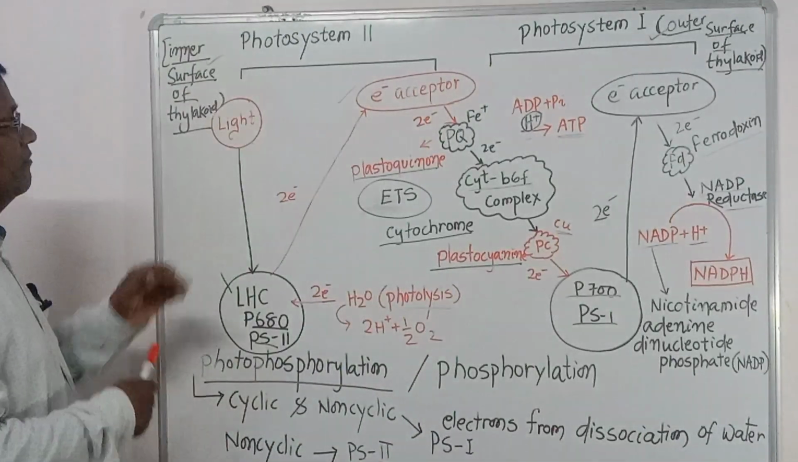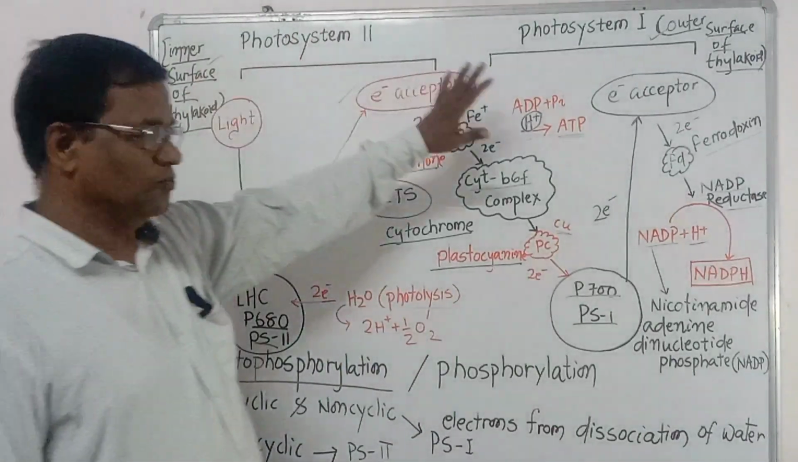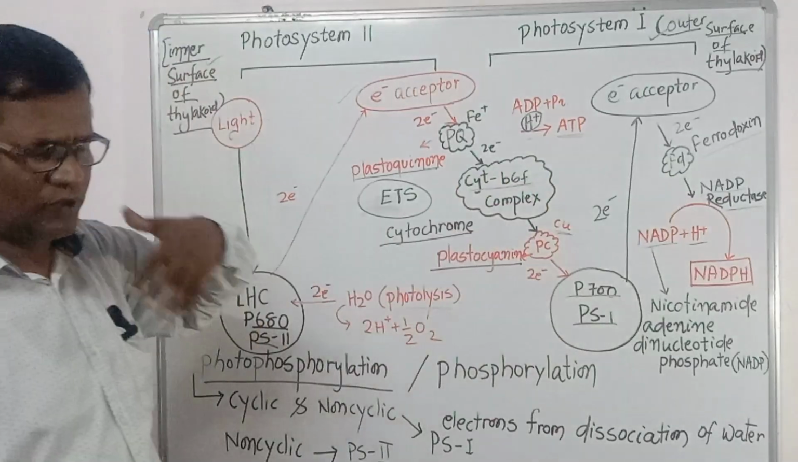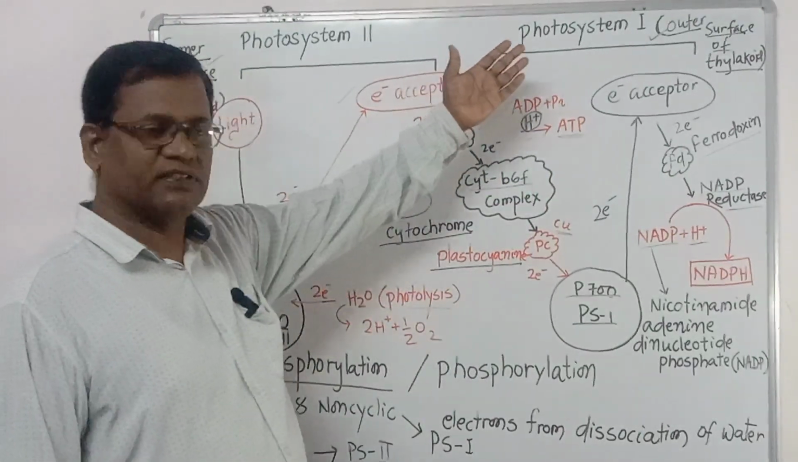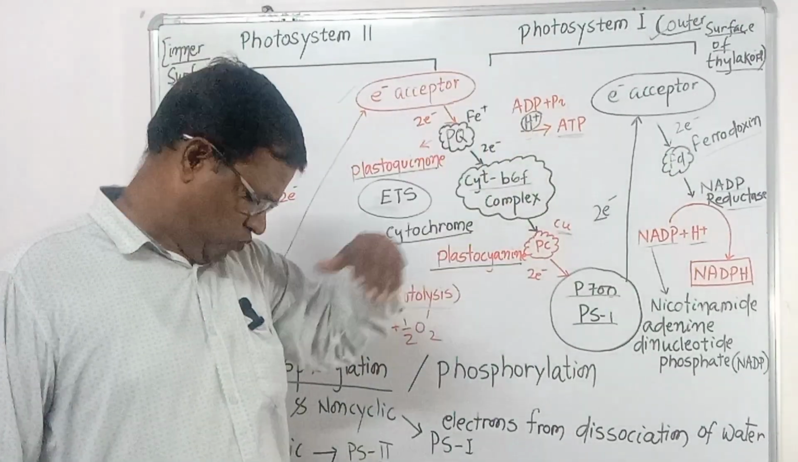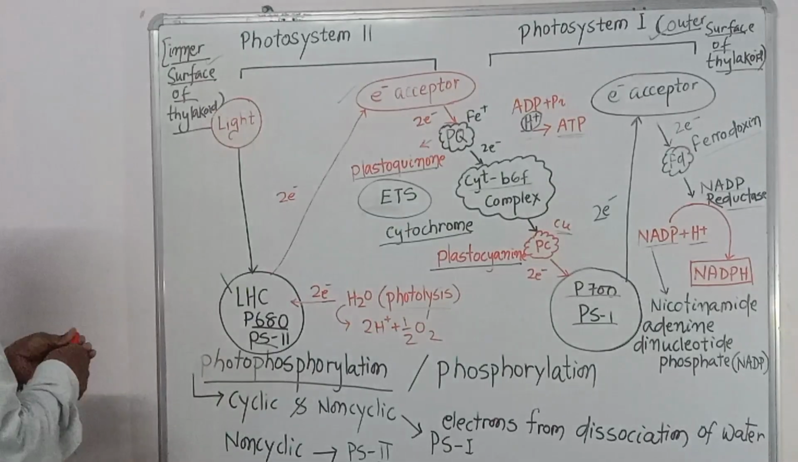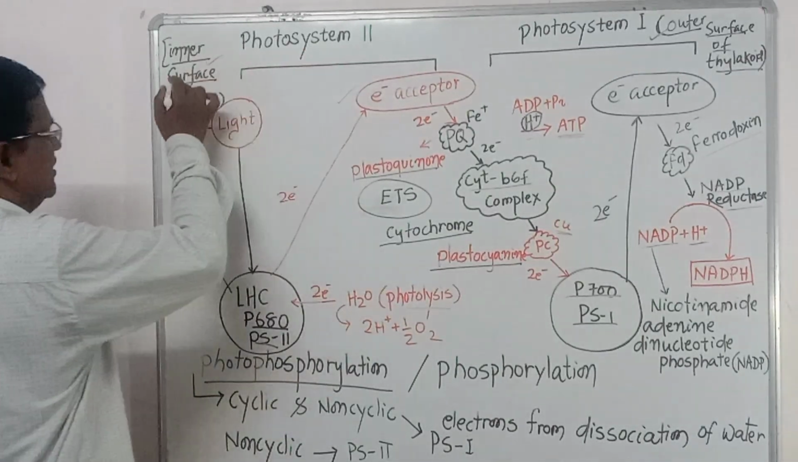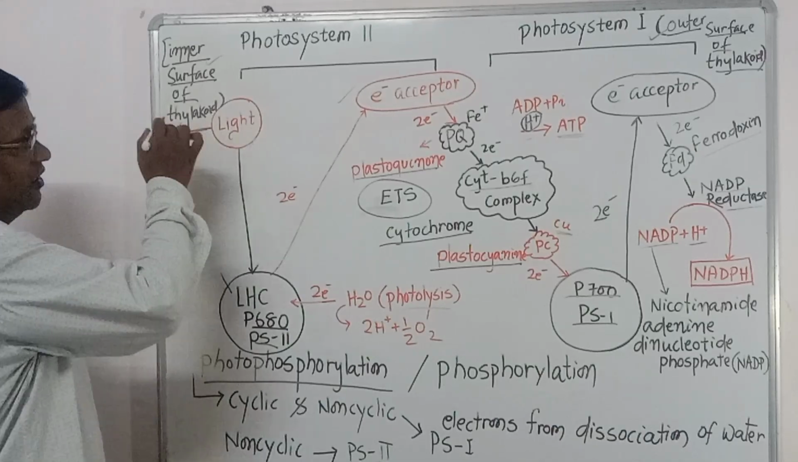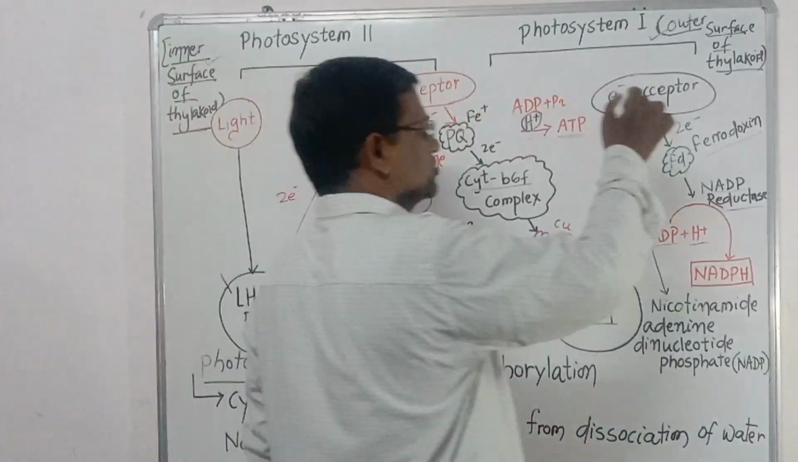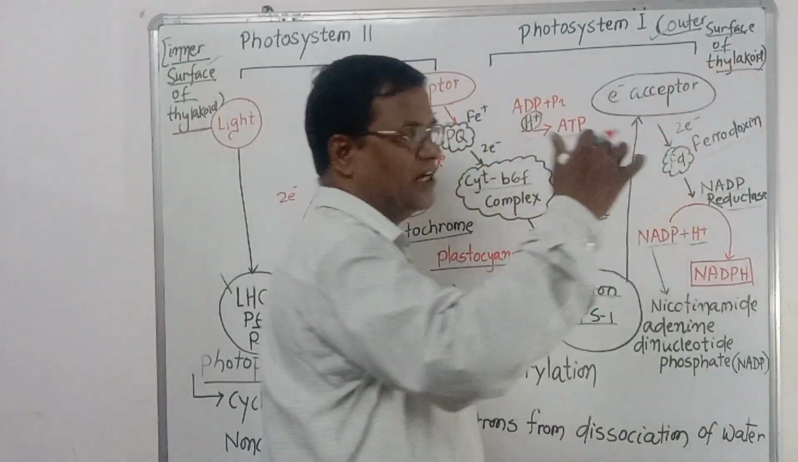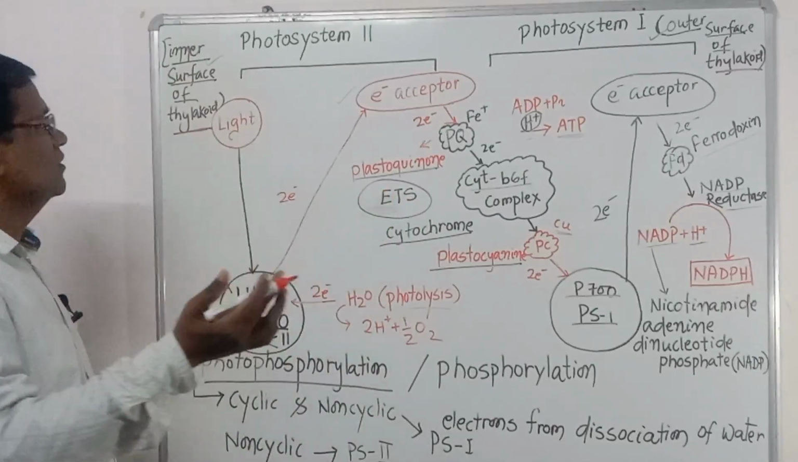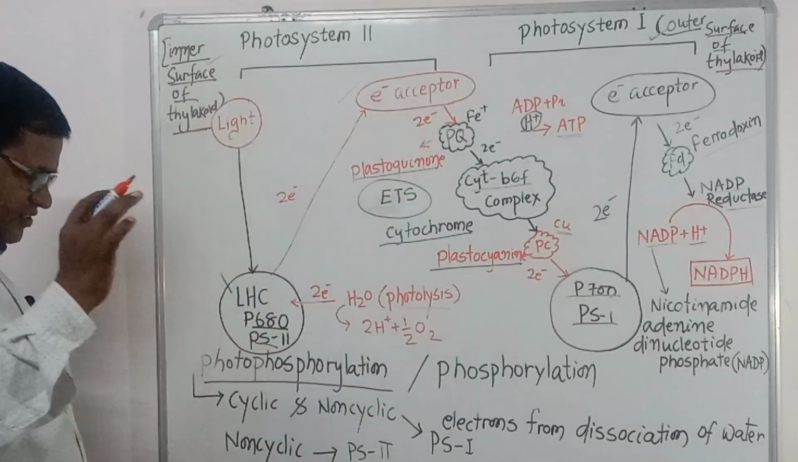Let's start. First, photosystem 2, then photosystem 1, because photosystem 1 was actually discovered first, that's why it's given the name photosystem 1. Photosystem 2 is present on the inner surface of the thylakoid, whereas photosystem 1 is on the outer surface of the thylakoid, means one is outer and 2 is inner.